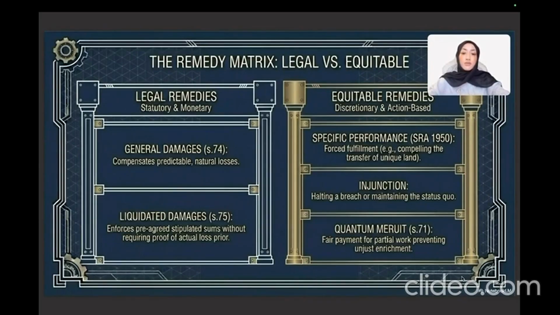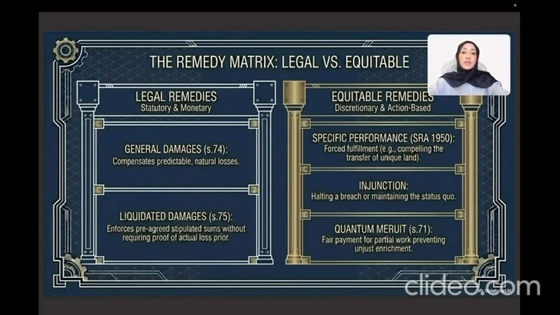The most common form is general damages under Section 74 of the Contract Act. Think of this as the law's way of balancing the scales. It compensates the injured party for predictable natural losses that occur because of the breach.